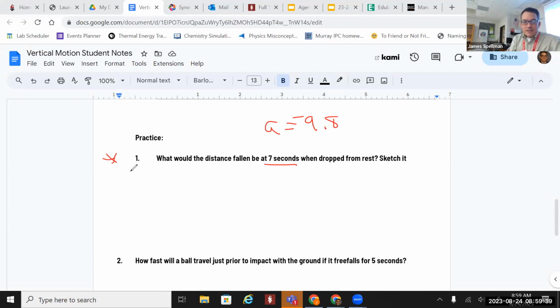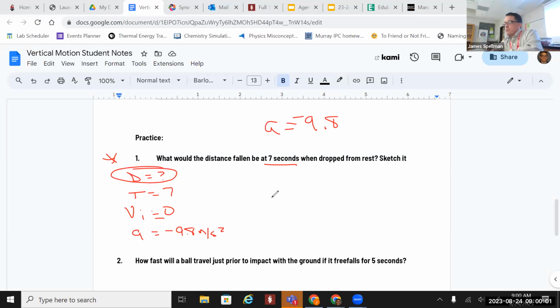We're looking for the distance. I don't know it. I know a time, and that's all that's in the problem, although there are some hidden things in the problem. If it's being dropped, it has an initial velocity of 0. And if it's being dropped, then the acceleration is negative 9.8 meters per second squared. Since we're looking for D, you can look on your formula sheet. Got mine here in front of me.